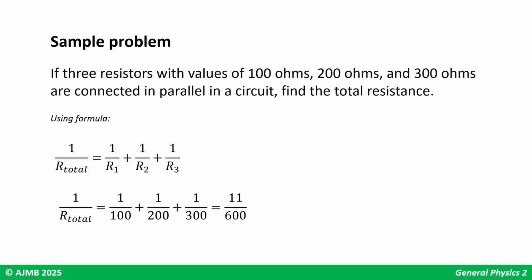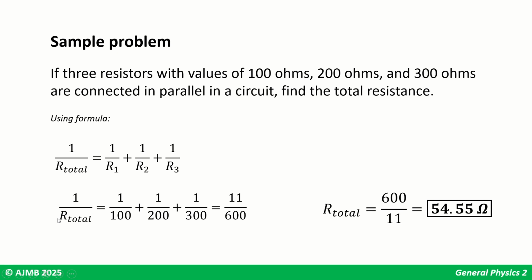Okay, so we put down our equation. We only have 3 resistors, so we have R1, R2, and R3 here. And then we substitute the values. What I want you to do is to put down the fraction form of the answer. So the fraction form is 11 over 600.